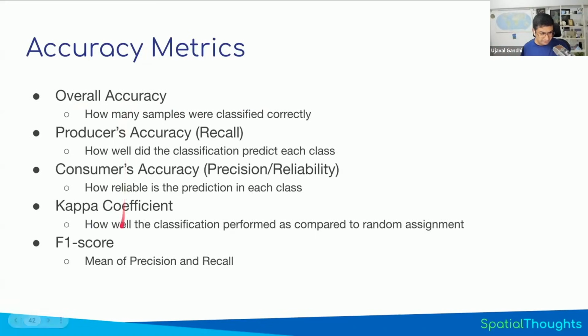There's also something called F1 score. This is more commonly used in machine learning practice, where you take the precision and recall and then take the average of that. Remote sensing practitioners typically use overall accuracy. Machine learning folks typically use F1 score. You can compute both in Earth Engine. I'll show you how to do both of those.